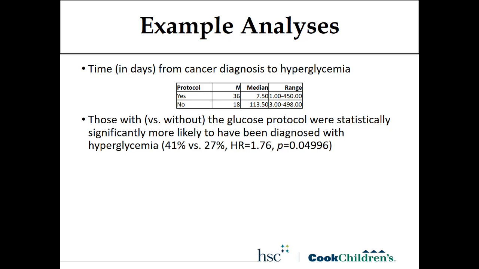Those with versus without the glucose protocol were statistically significantly more likely to have been diagnosed with hyperglycemia, 41% versus 21%. This hazard ratio is 1.76, close to the odds ratio we had of 1.85 earlier. And again, that p-value is so borderline, 0.4996. I had to request extra decimal points from SAS because it was so borderline. It was just barely significant. And so yes, we have our significant finding here, and we have probably the best method to use. This is the one I would advocate for, more appropriate than the others.